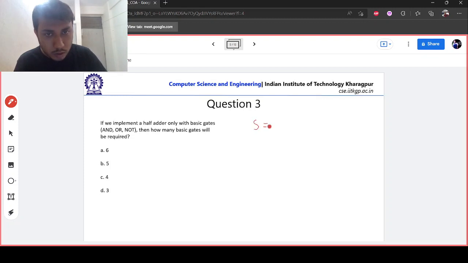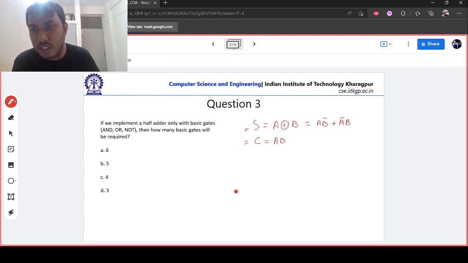In a half adder we have only two inputs, A and B. The sum is carried out using a half adder, and the carry is AB. So what is the sum? If we just convert it, it is AB bar plus A bar B. So this is the sum and this is the carry.